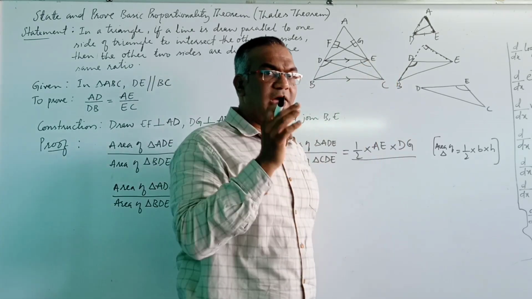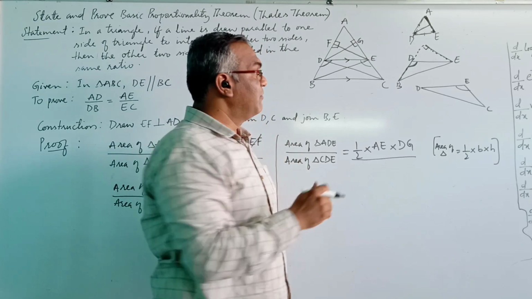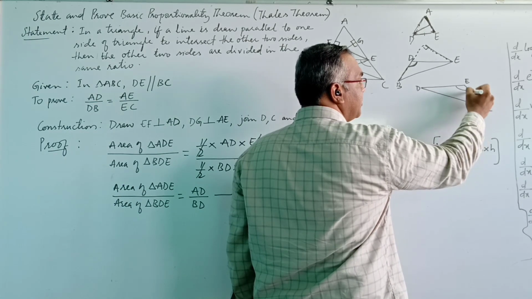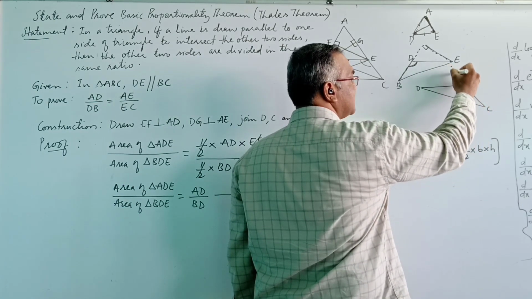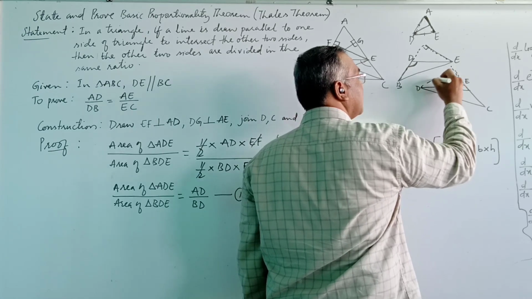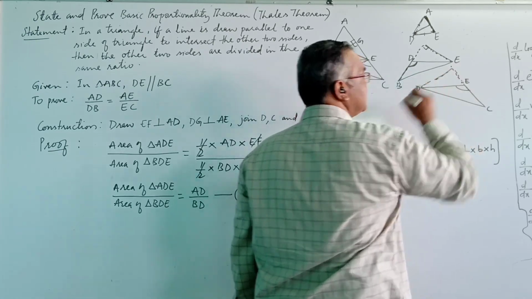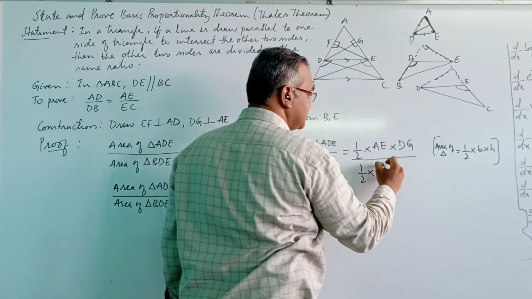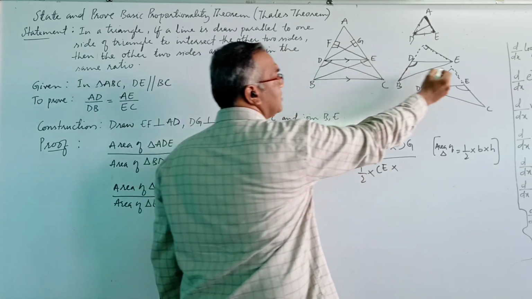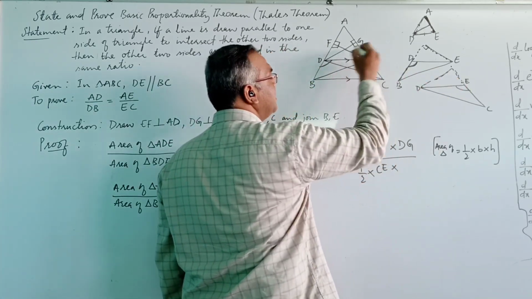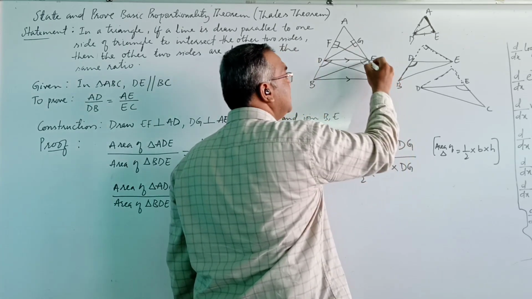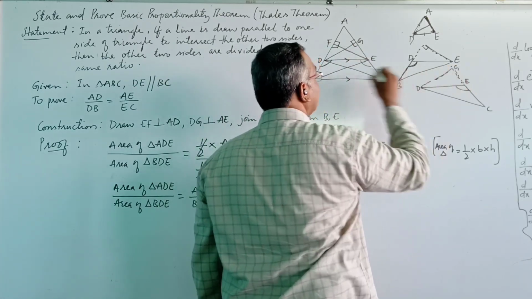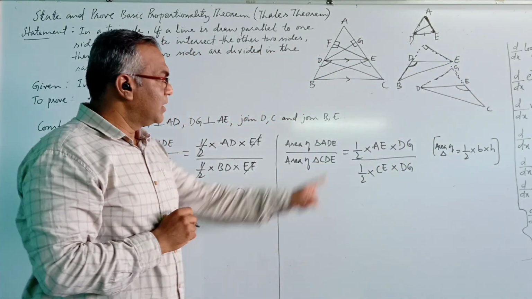So where will be the height? Height will be again out of the triangle. We have to extend the base and draw a perpendicular. So this will be the height, right? So half into base. We are taking CE as base. Which one is the height here? DG will be the height. See, C is extended, and from this point D, this is G, right? So DG is height.